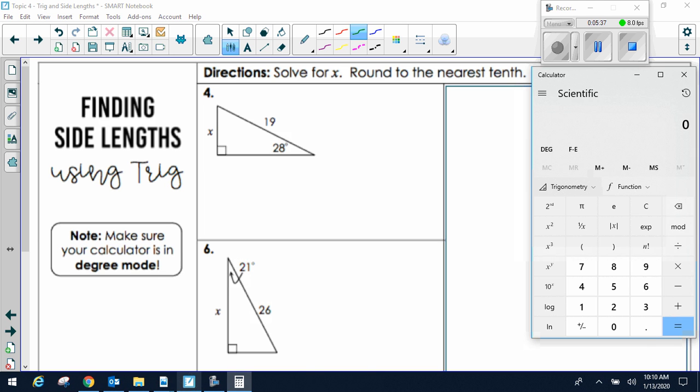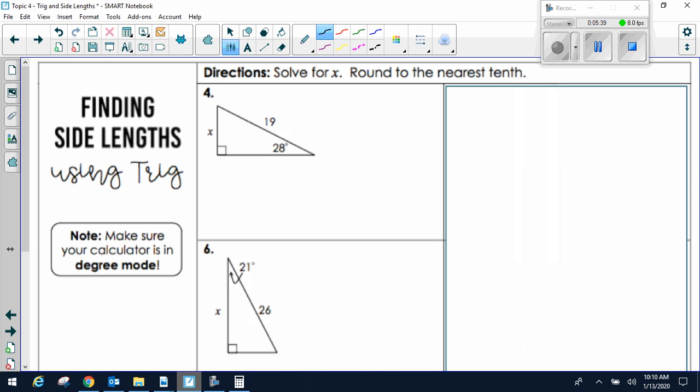Okay. So first thing we need to discover is what are our side lengths. Well, if I look at number 4, that gives me 19 as my hypotenuse. Then you look at your angle. Well, my angle there is 28.